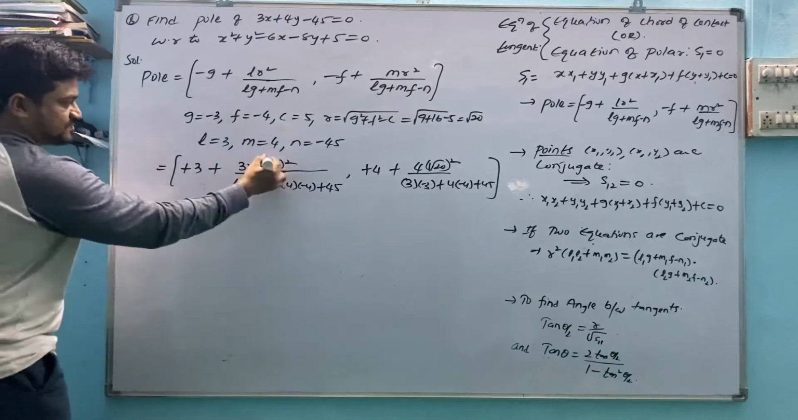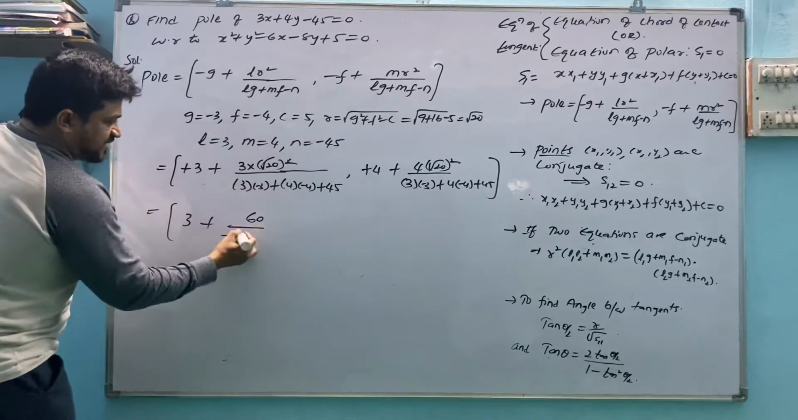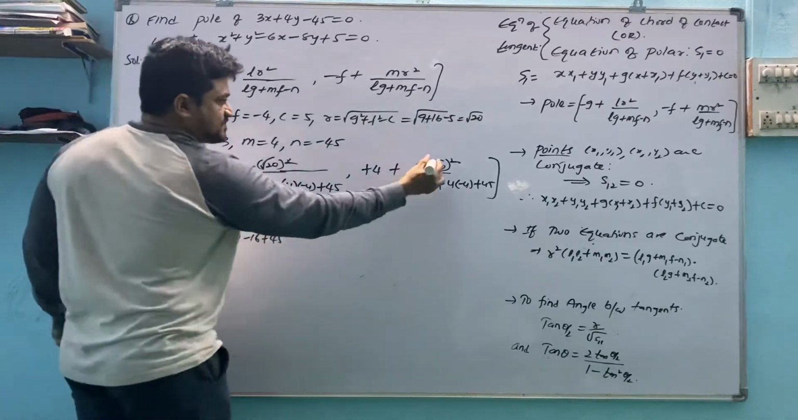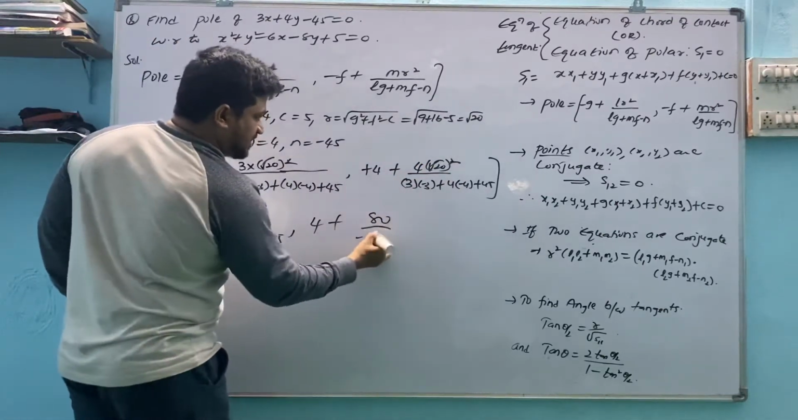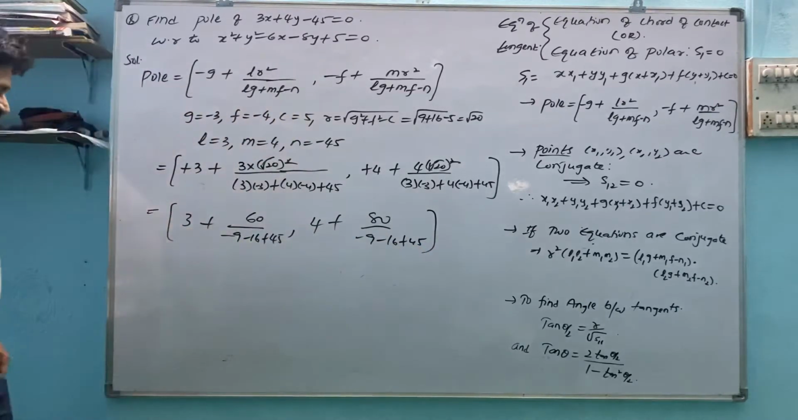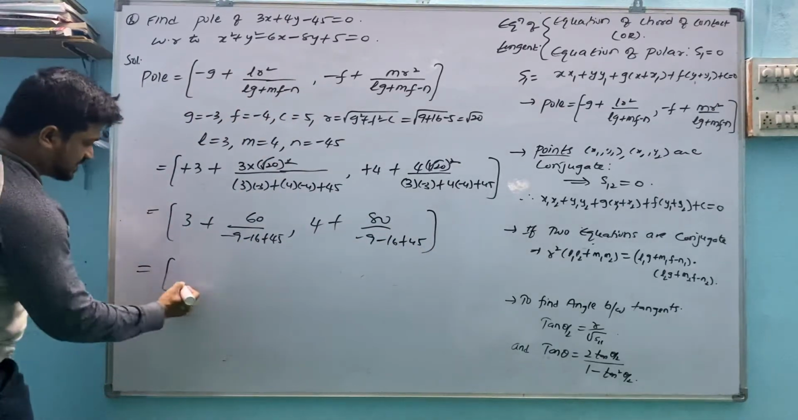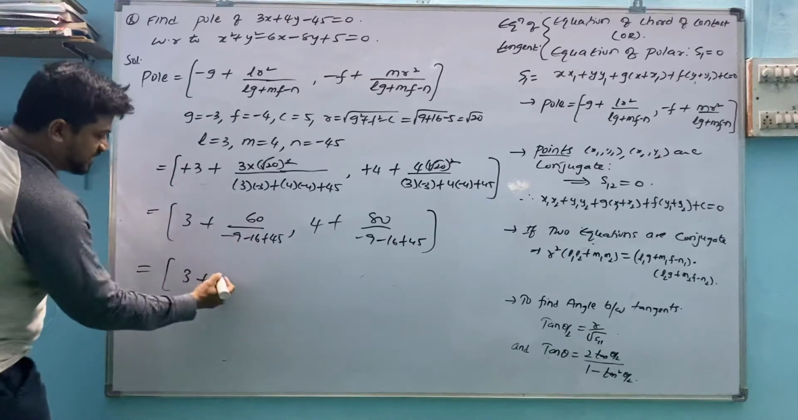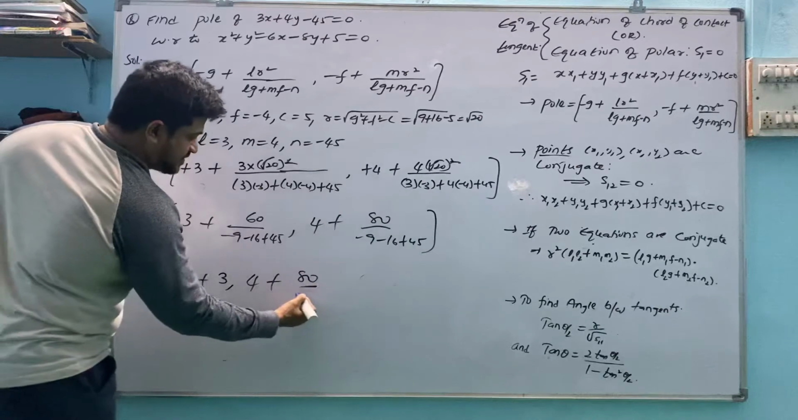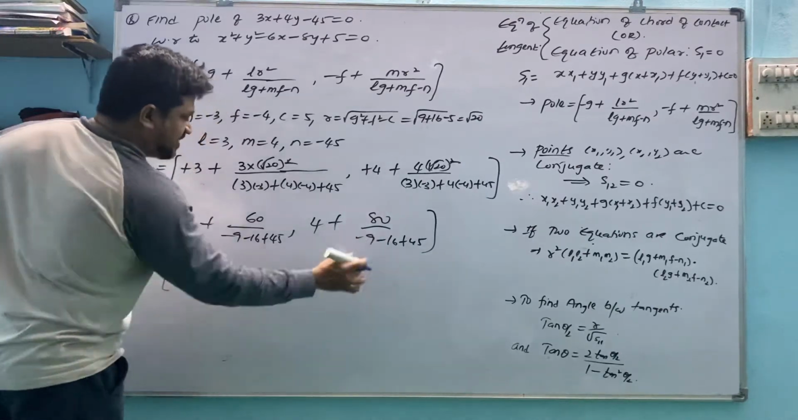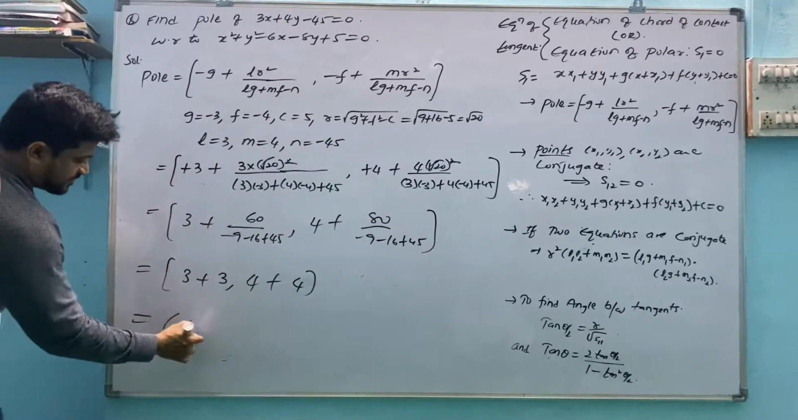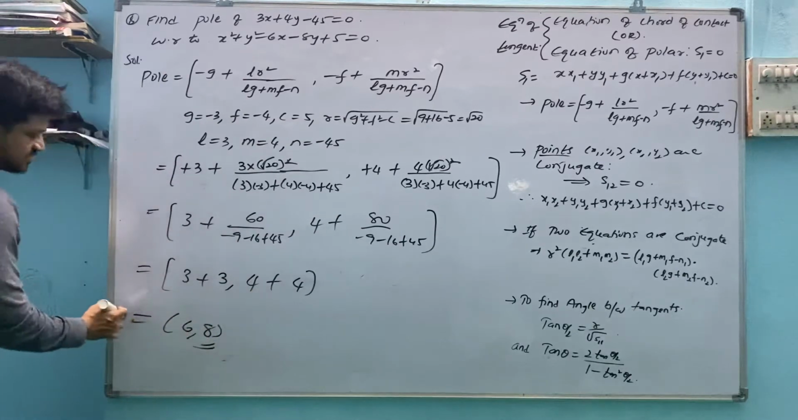Now simplification. 3 plus 60 divided by minus 9 minus 16 plus 45. 4 plus 80 divided by minus 9 minus 16 plus 45. This is minus 25 plus 45, 20. 3 plus 60 by 20, 3. You can take 80 divided by 20, 4. 6 comma 8. This is the pole.